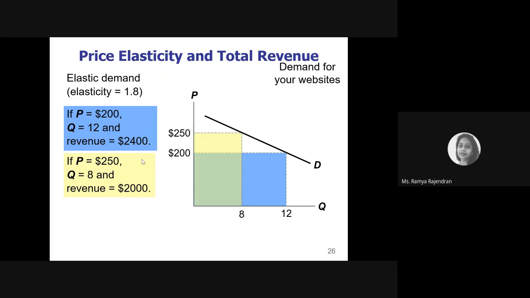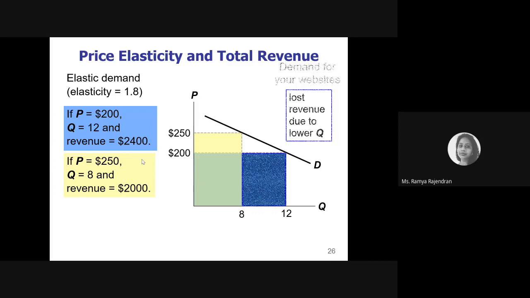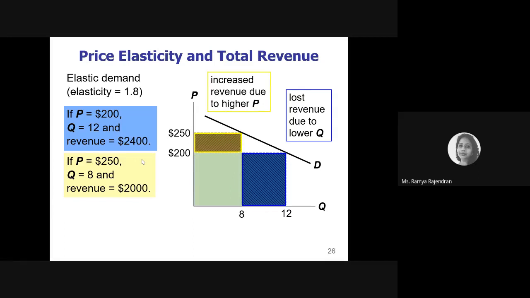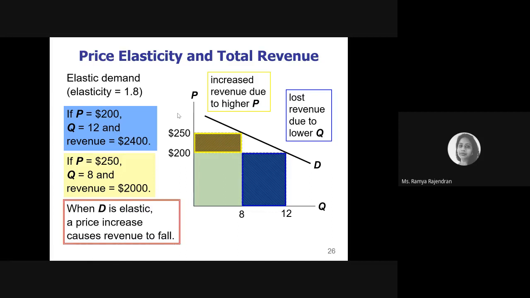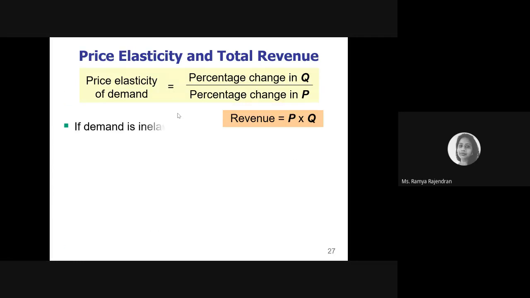When you say elastic demand, when the price increases, quantity decreases, right? So that is an elastic demand. We are losing revenue because of the lesser quantity. But if it happens otherwise, we are increasing the revenue. When demand is elastic, a price increase can cause revenue to fall.